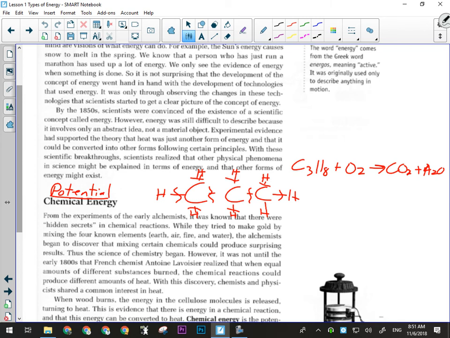The first kind we're going to talk about is the one that we use most often. Much to the chagrin of environmentalists, we use this one all the time: chemical energy. Chemical energy is energy that is stored in the bonds of chemical compounds. It is a form of potential energy. When we release it, usually by burning things, it can turn into other forms of energy like heat and light and such.